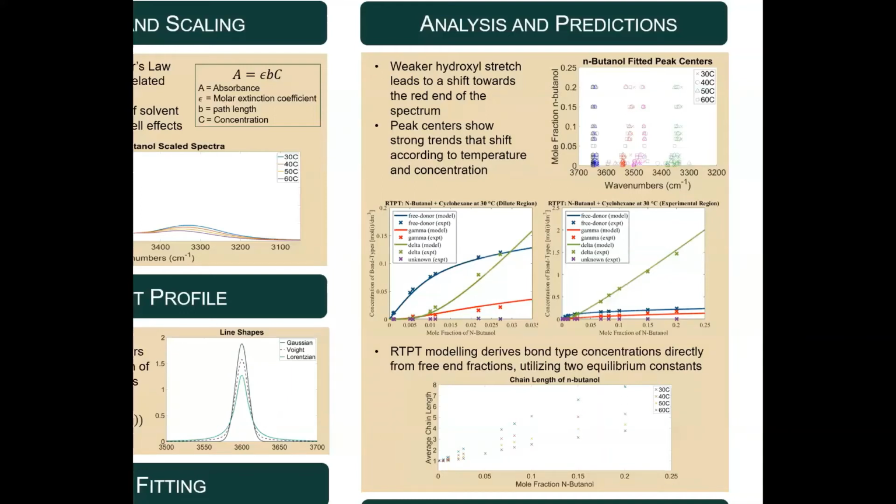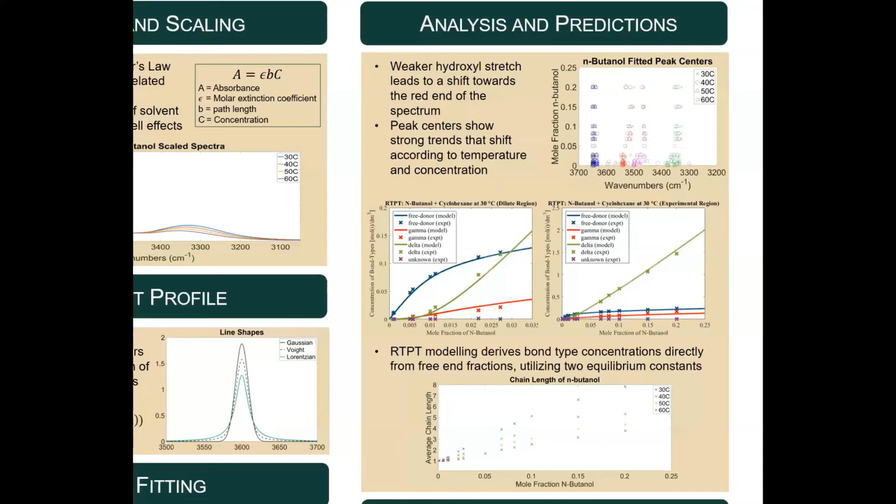The following 2 plots show the application to the RTPT thermodynamic model. This model derives bond type concentrations directly by using the fitted free end fractions and utilizes 2 equilibrium constants, one that goes from monomer to dimer and one that goes from dimer to polymer. The figure on the left shows the dilute region under 3.5 mole% n-butanol, while the figure on the right shows the entire experimental region. You can see that the X's, or the experimental data, follow the predicted RTPT lines throughout the concentration range.